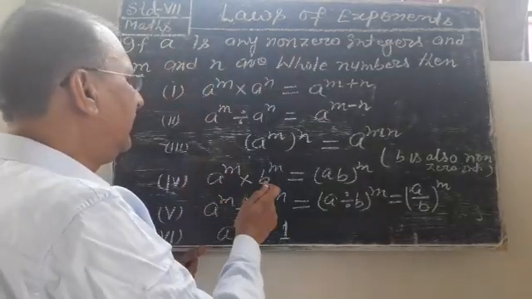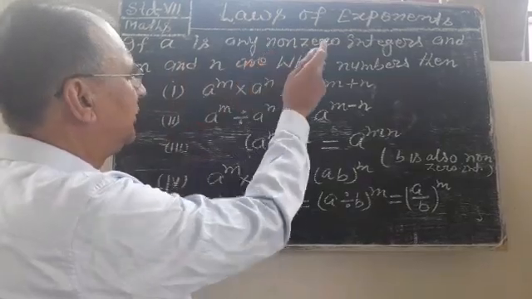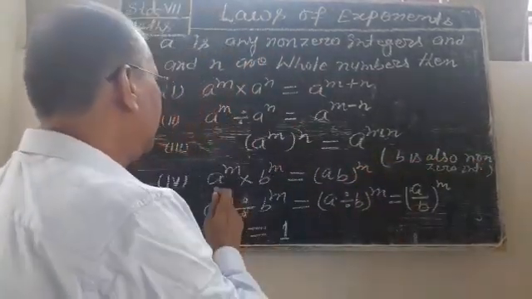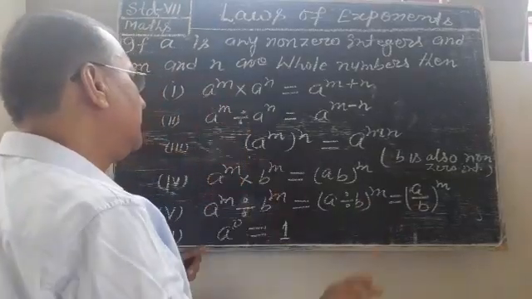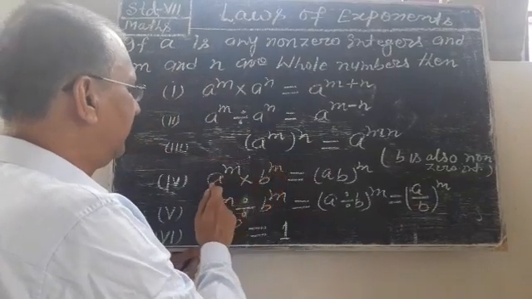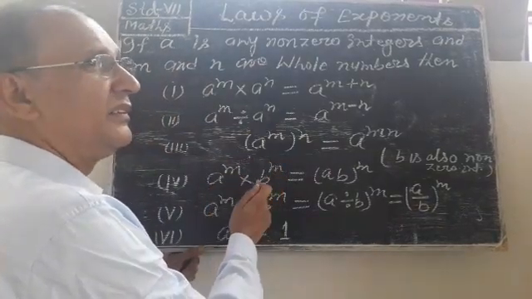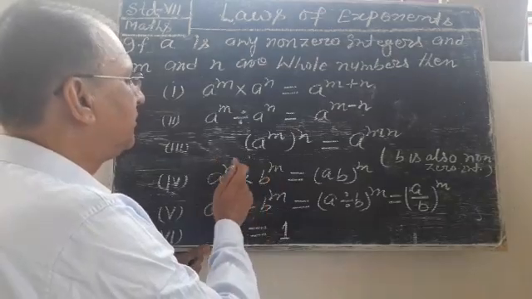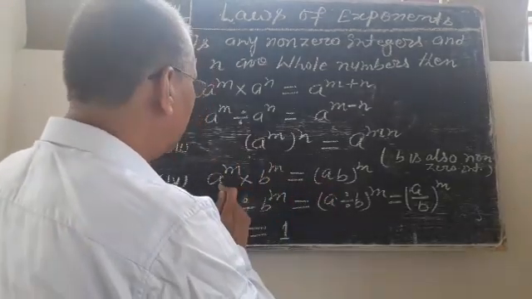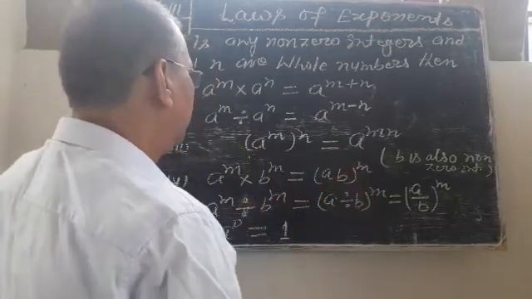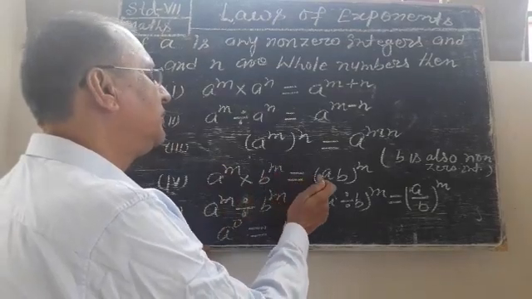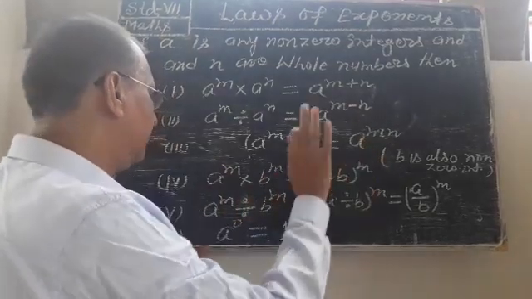Now, here it was only if a is any non-zero integer. From here, a and b are two non-zero integers. B is also a non-zero integer, it is written. If a and b are two non-zero integers, then a power m multiplied by b power m. Here, bases are different, but the powers are same. In that very case, the bases will multiply and the power will be same. So, a power m multiplied by b power m is equal to a into b power m.